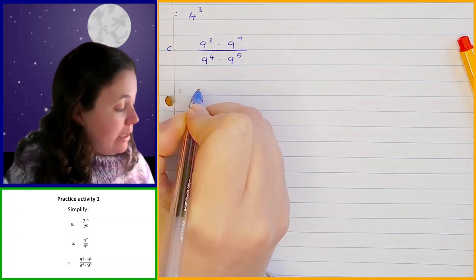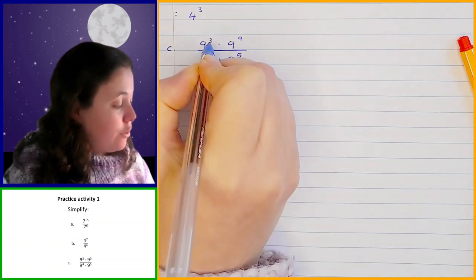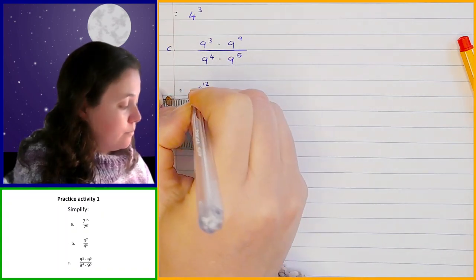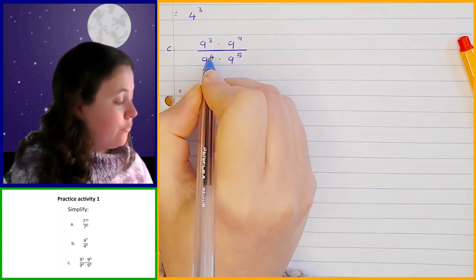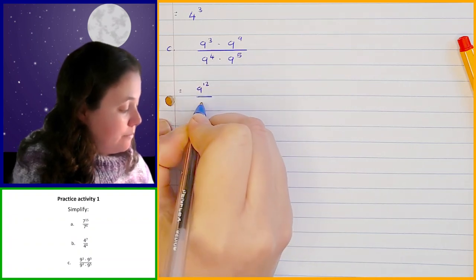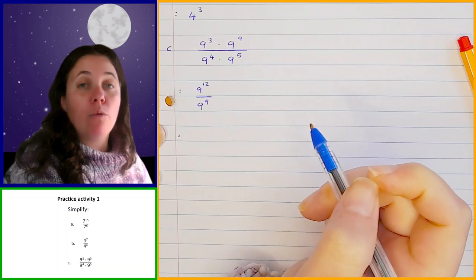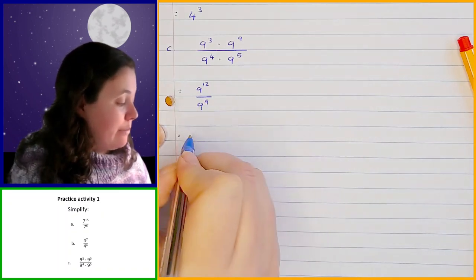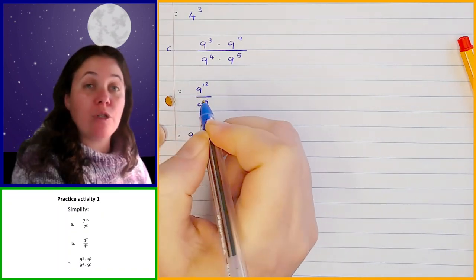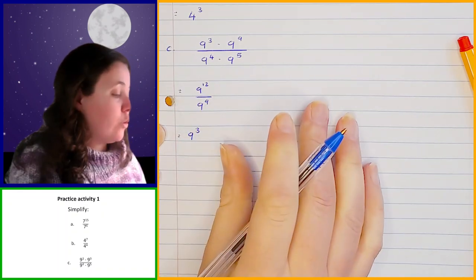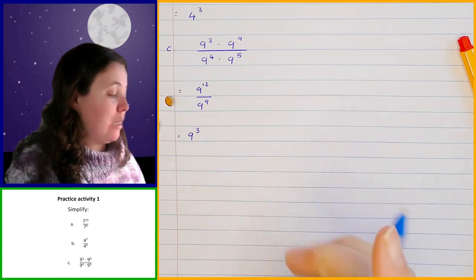So that's going to give me 9 to the power of 3 plus 9, which is 12, over 9 to the power of 4 plus 5, which is 9. And then I'm going to apply the rule that we've been learning now for division, where we keep the base the same and now we subtract the exponents because we are dividing. So 12 minus 9 gives me 3. So for question C, you should have got 9 to the power of 3.